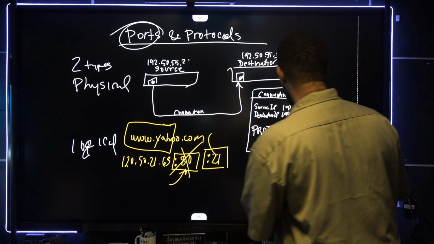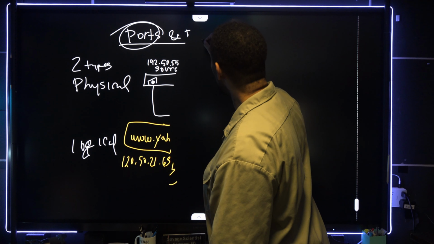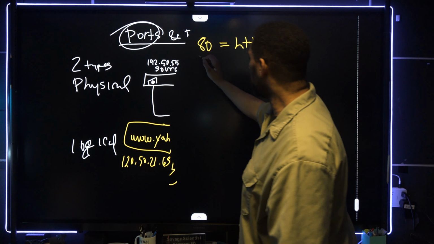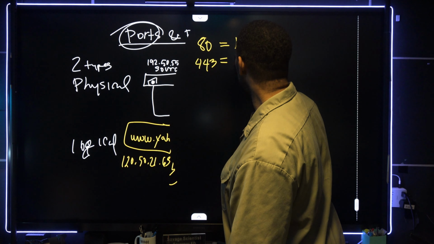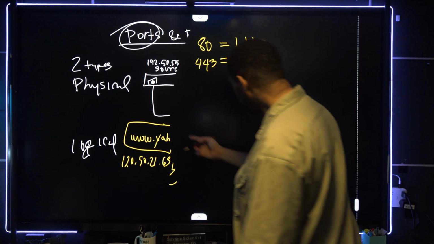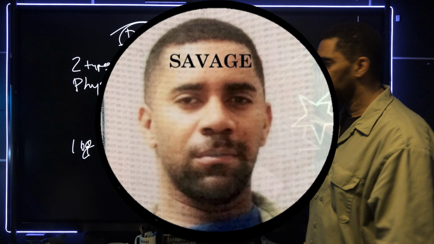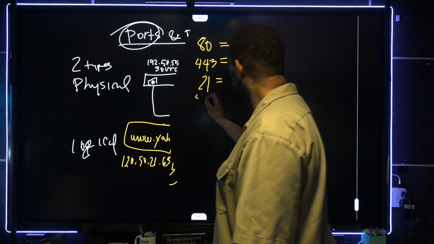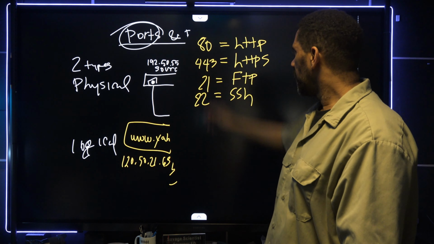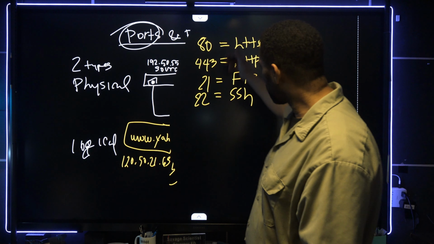So let's take a look at some of these numbers. We know port 80 is HTTP. Port 443 is HTTPS. And what we just used, 21, is FTP. And 22 will be SSH. So these are what we call services running on our network.